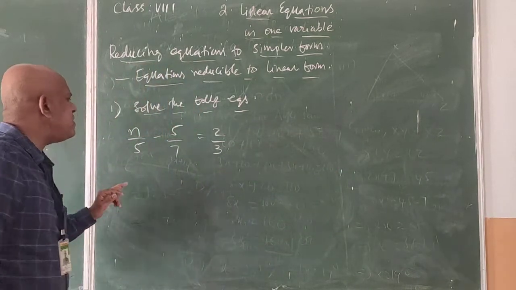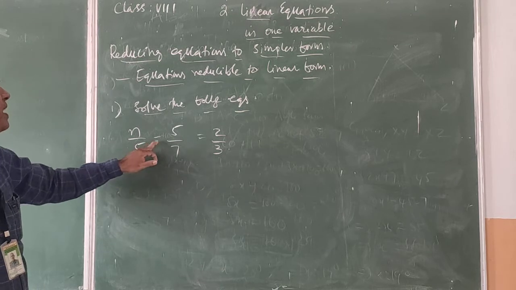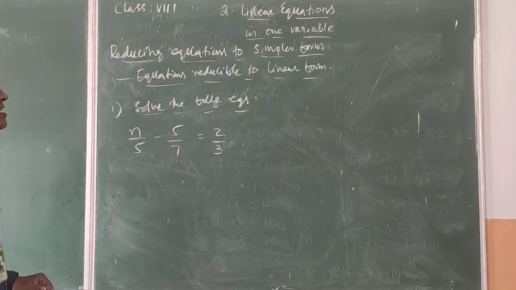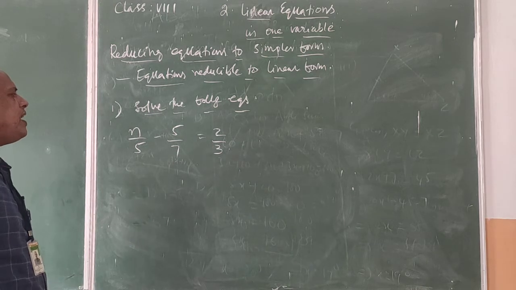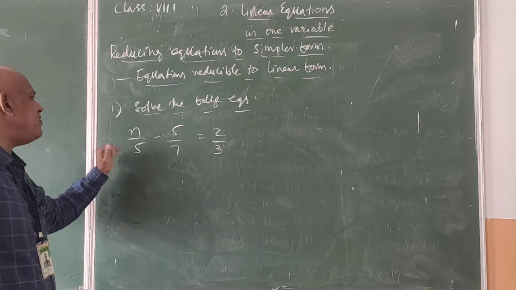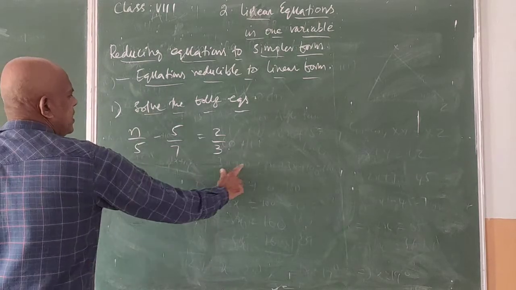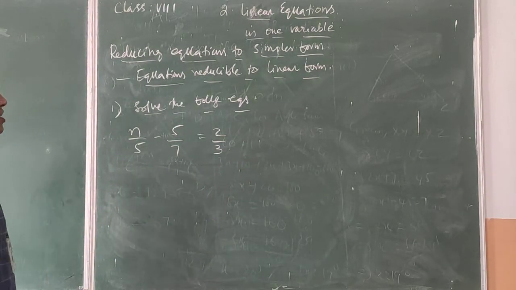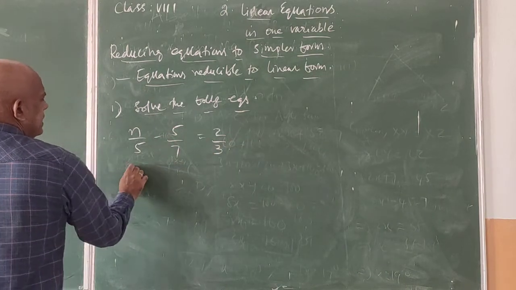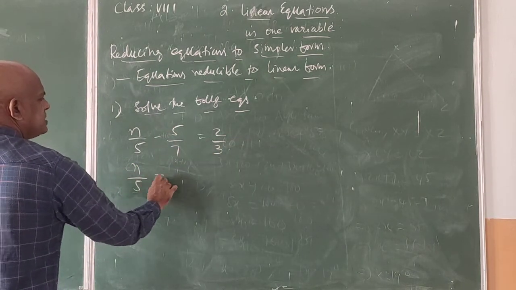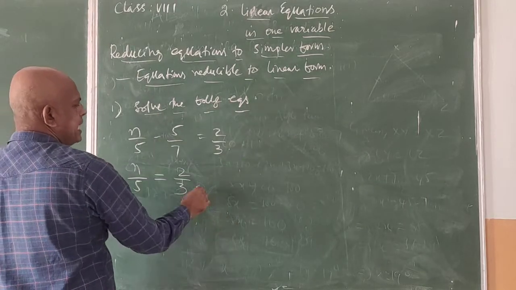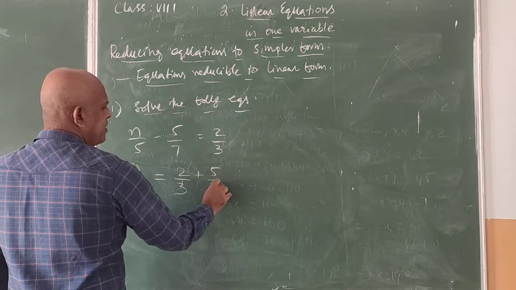Here it is given as a fraction: n by 5 minus 5 by 7 is equal to 2 by 3. We are asked to solve the following equation. Solve always means you have to find the value of the variable. Here the variable is n, so we are going to find the value of n. First of all I will transfer minus 5 by 7 to the right side. So n by 5 is equal to 2 by 3, and when minus 5 by 7 comes to the right side, it becomes plus 5 by 7.